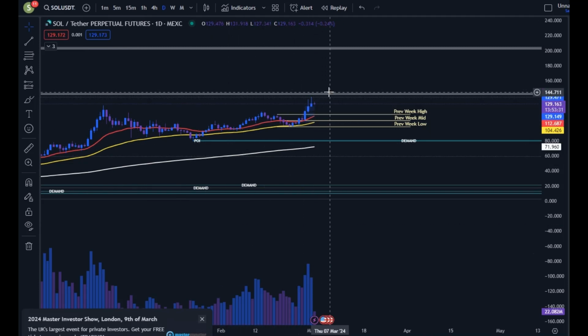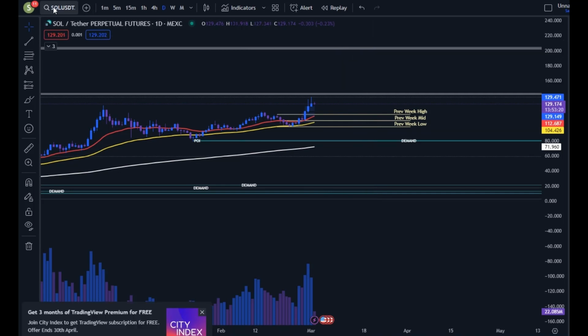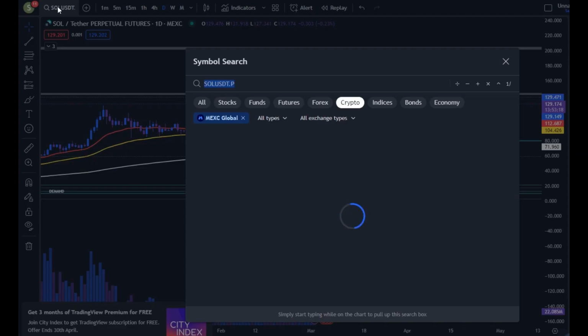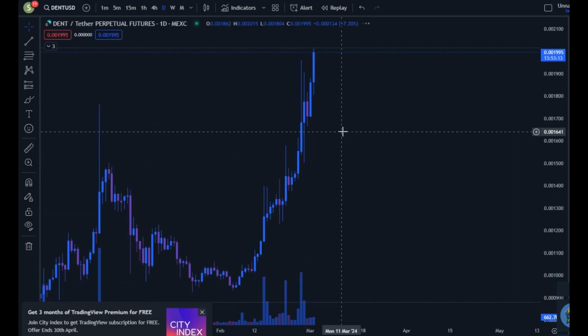So with Sol, you want to see it come into here, hold this area, and we should see a lot of bullish momentum. And I'm going to look at a couple of other coins. I've got one that somebody wanted me to look at, DENT. Yeah, we'll look at DENT.